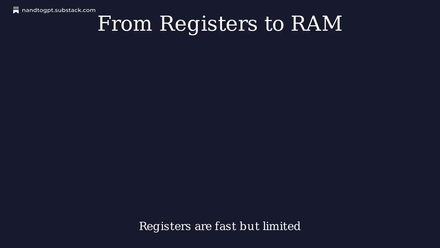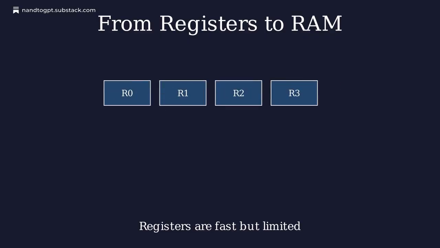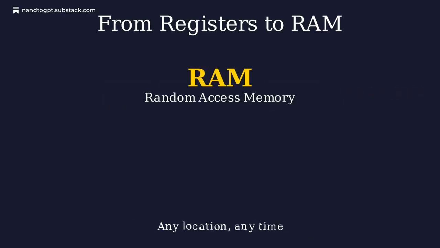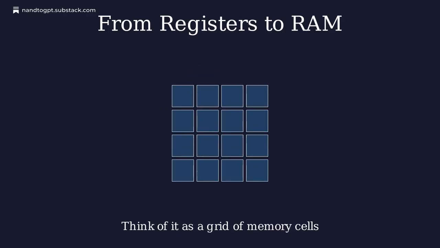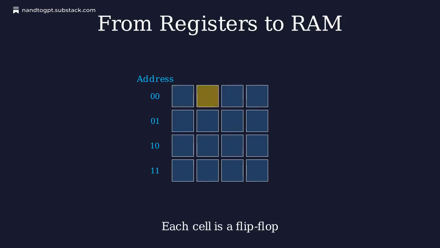So while registers are fast, they are also limited. What if we need lots of memory? Enter RAM, or random access memory. RAM allows us to access memory at any location and any time. Think of it as a grid of memory cells. Each cell is a full clock. Address bits select which cell to read or write.